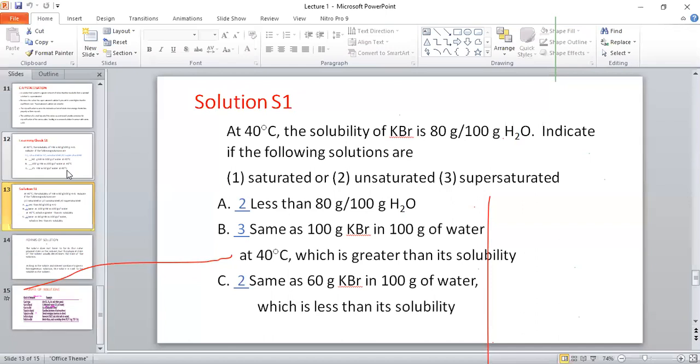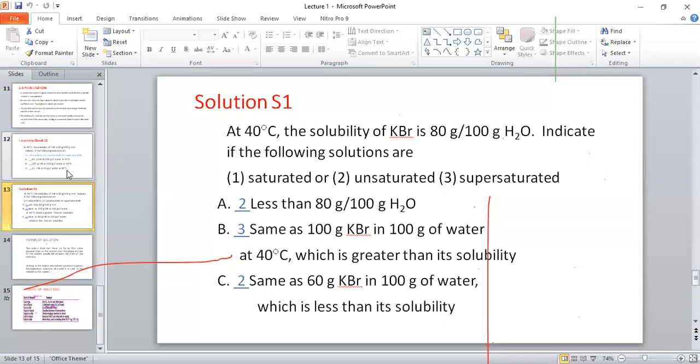So you can see here, this is what we just did now. Look at it here. The condition there is 40 degrees centigrade. Number 1 is saturated, 2 is unsaturated, 3 is supersaturated. I'm not talking of A, B, and C. So if we code saturated as 1, unsaturated as 2, and supersaturated as 3, then A is 2. A is unsaturated, and it has less than 80 grams in 100 grams of water.